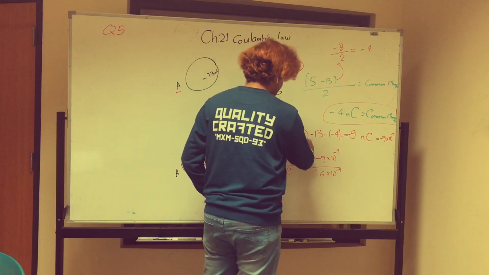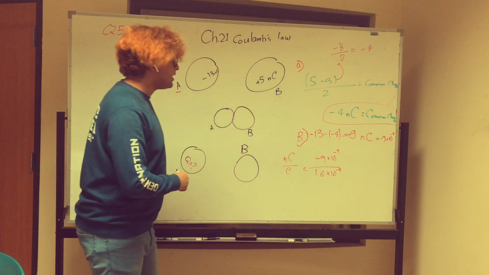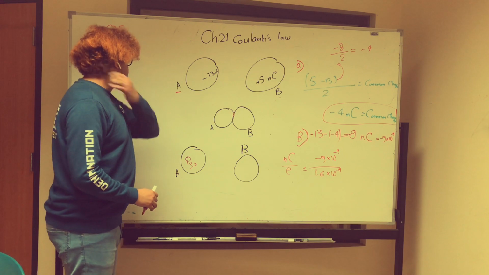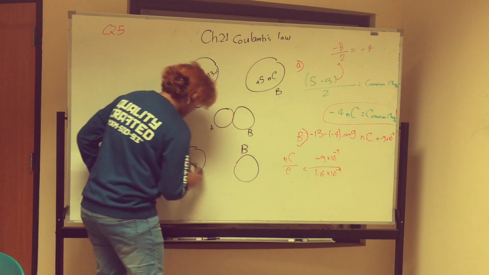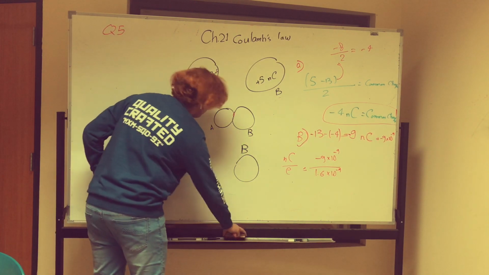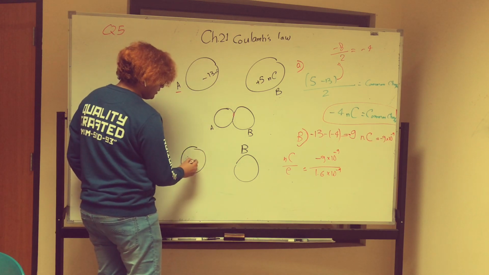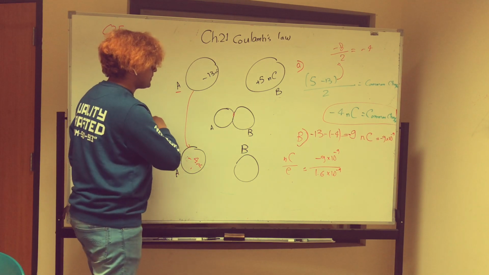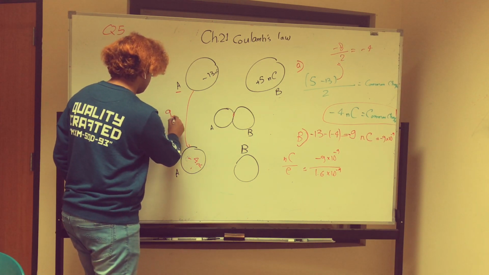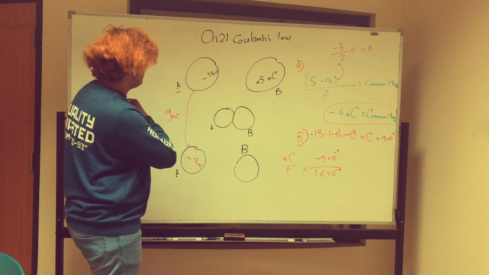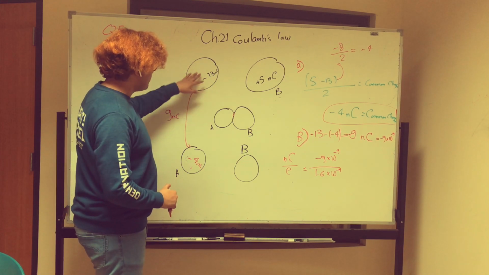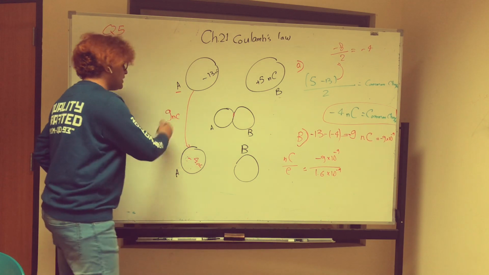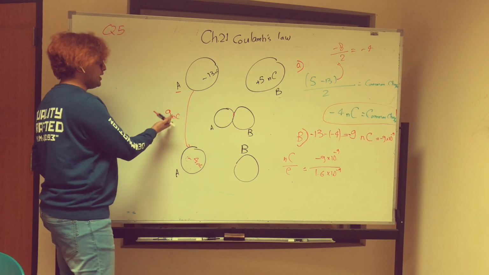Alright, so part B is asking how many electrons were transferred in this process. So in order to move from negative 13 to negative 4 nanocoulombs, it means that we have transferred 9 nanocoulombs, because the difference between the magnitudes of 13 and 4 is 9. So how many electrons are in this number?